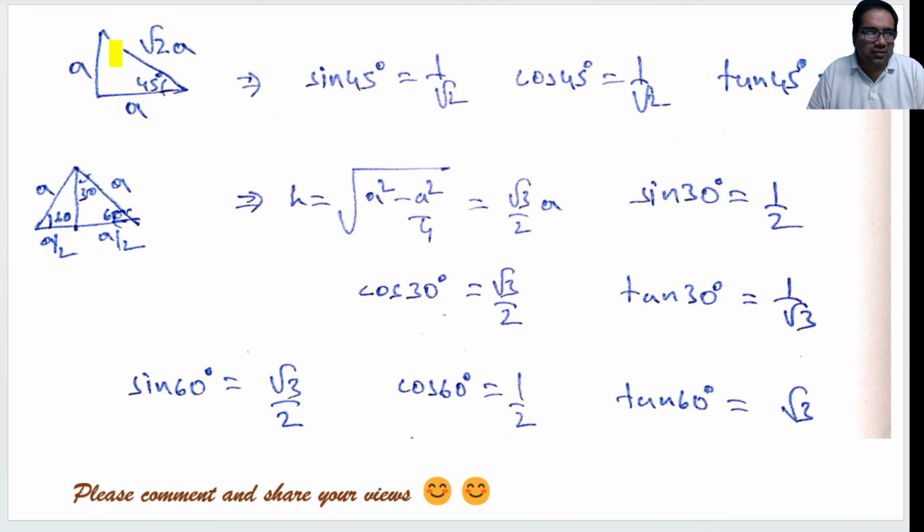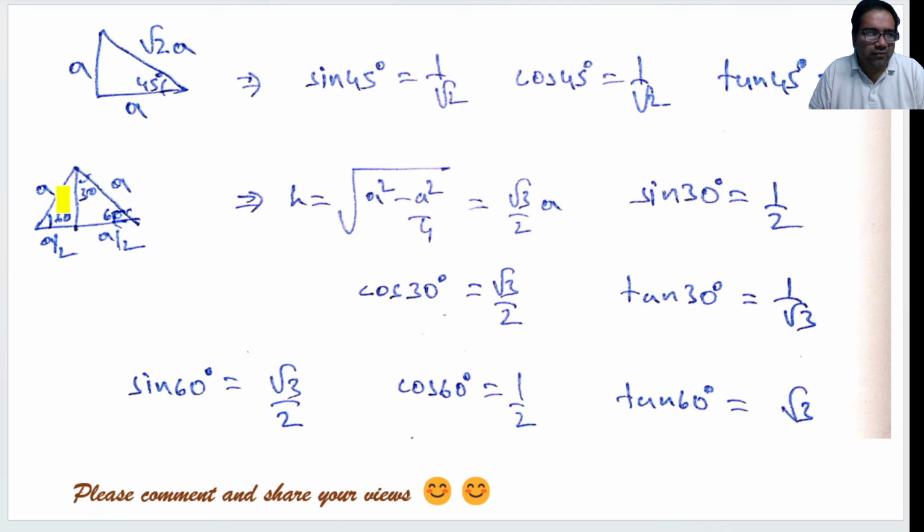Now, 60 degrees and 30 degrees are a little tricky. What do we do? Let's take one equilateral triangle. Equilateral triangle is all 60 degrees: 60, 60, 60. Let us drop a perpendicular from one of the vertices to the base. Because it is equilateral, obviously this perpendicular is also an angle bisector, so left side 30 degrees and right side 30 degrees.